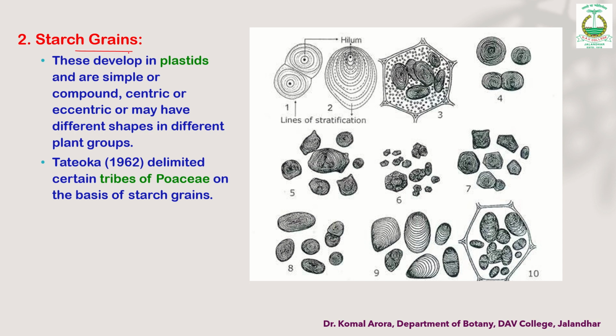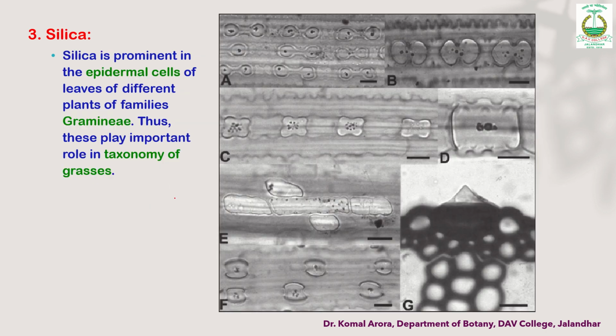Second observable character is presence of starch grains. Now, starch grains also have variable shapes, so they can form the basis of taxonomy. They develop in plastids. They may be simple, compound, centric, or eccentric. Centric means when their hilum is present in the center and starch is deposited in the layers, and eccentric means when it is present at a displaced position offside and then the starch is laid in the form of layers in the eccentric manner. Then Tateoka delimited the tribes of Poaceae on the basis of these starch grains.